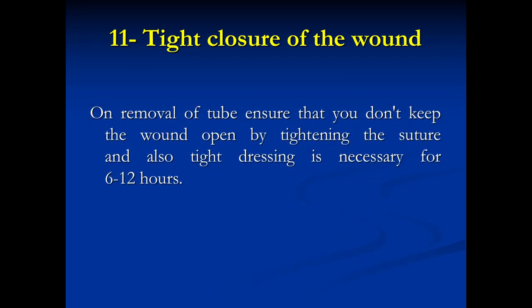Tight closure of the wound is very important on removal of the tube. Okay, we use the stay sutures that we did at the insertion, or we just tightly close the chest tube place after its removal. So you can remove the chest tube and just tie its place completely, or for 6 to 12 hours, or you can just tie the stay sutures that we did during the insertion of the chest tube before.